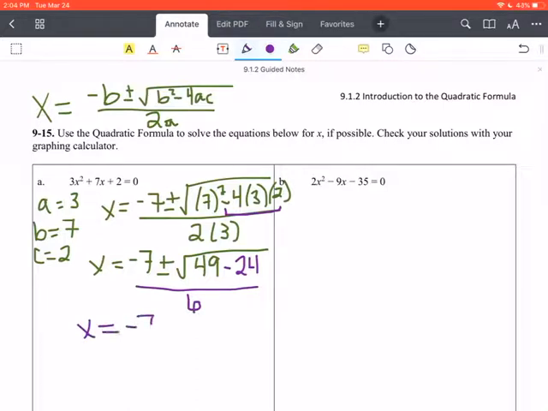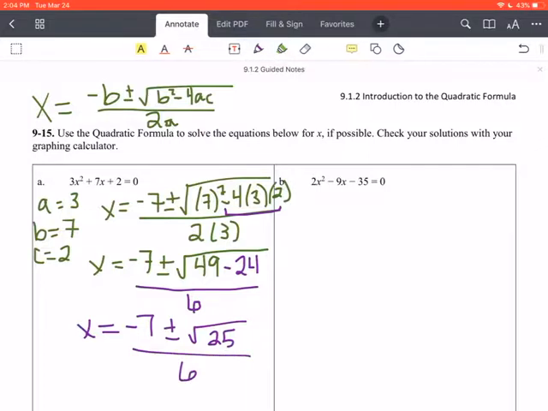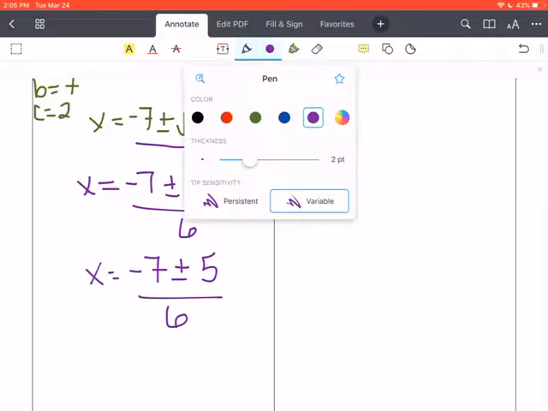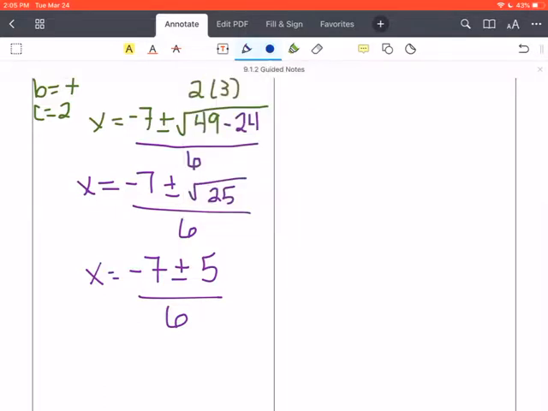So x equals negative 7 plus or minus, we have 49 minus 24 equals 25. Ooh, I like that. You'll see why in a second. Over 6. Now, what can I do with the square root of 25? That is a perfect square number. So I am going to actually write 5 in place of the square root of 25. So in this case, we are not going to have exact and approximate answers. We're only going to have exact answers.